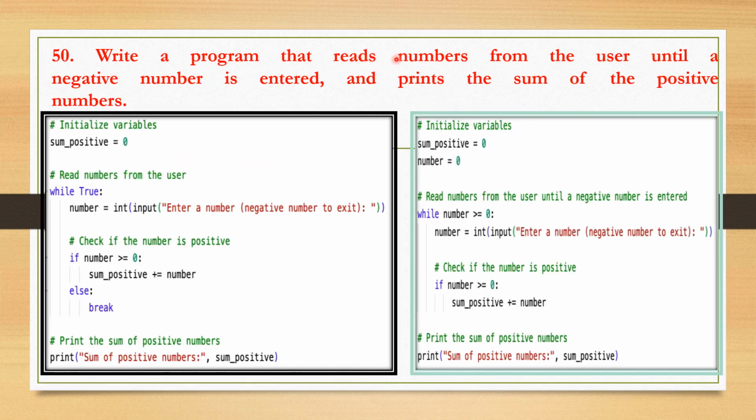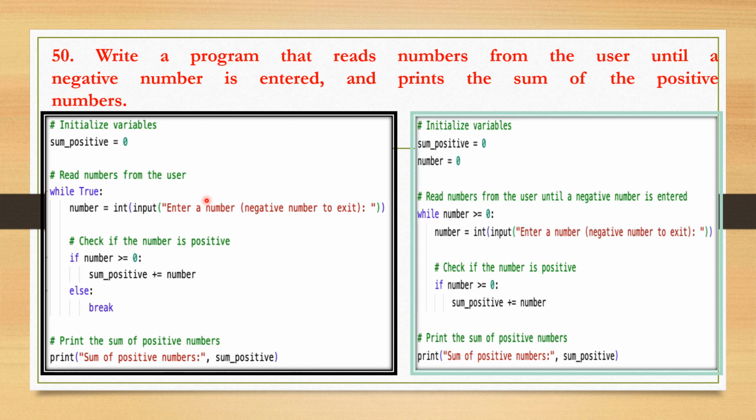The next program is to read numbers from the user until a negative number is entered and print the sum of the positive numbers. So here we start by initializing sum_positives to 0. This variable will hold the sum of all positive numbers entered by the user. We then enter a while loop that runs indefinitely, while True, and inside this loop we prompt the user to enter a number using input and convert it to an integer using int. We check if that number is positive by comparing it to 0 using num greater than or equal to 0. If the number is positive, we add it to the sum_positives variable. If the number is negative, we break out of the loop using the break statement.